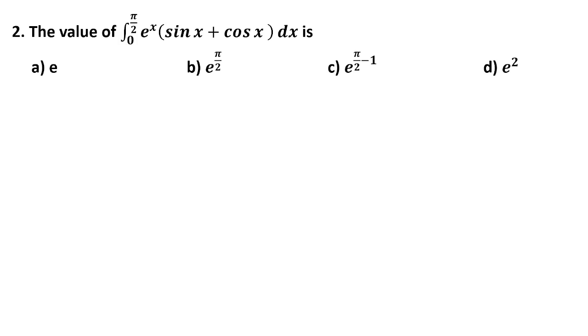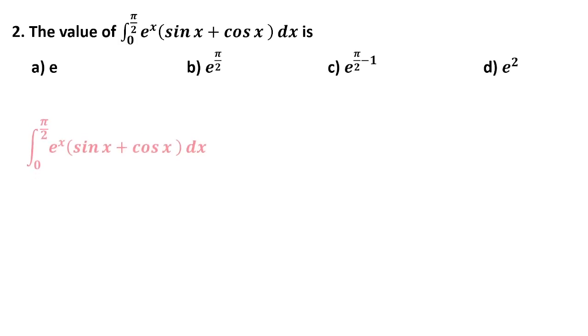Let us move on to question number 2. Evaluate integral 0 to pi by 2 e power x into sin x plus cos x dx. Here you should not do the problem directly. We have to use a property of e power x into f of x plus f dash of x. There is a formula for it.